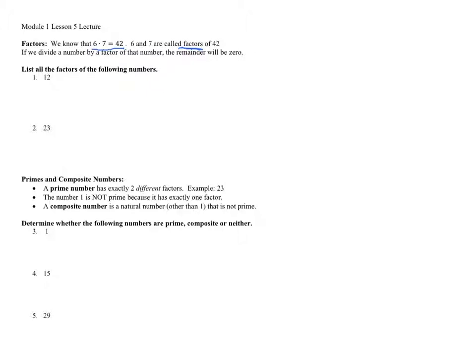So first I have 12. Well, I find it easiest to first write out that we know simply 1 and 12 are factors because 1 times 12 gives me 12. Now I'm just going to count my way up, checking each number in between 1 and 12. So 2. Well, I know that 2 times 6 gives me 12, so that means 2 and 6 are both factors. Well, 3 times 4 also gives me 12, so those are both factors.